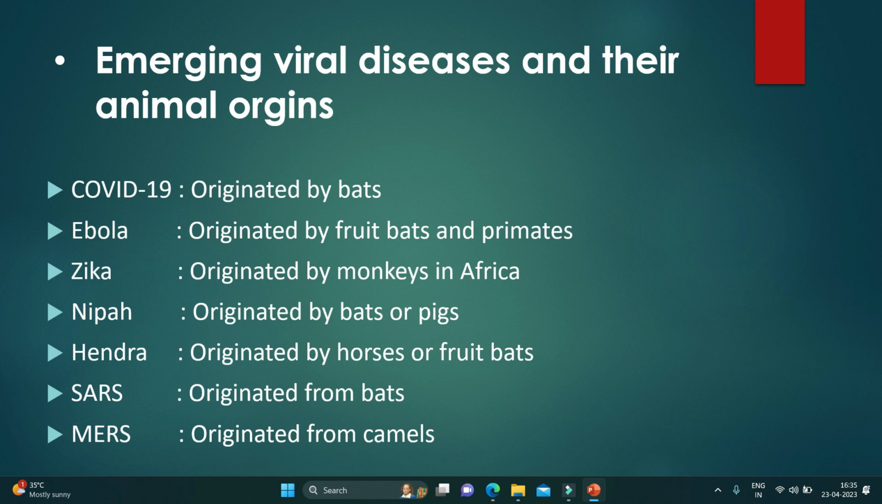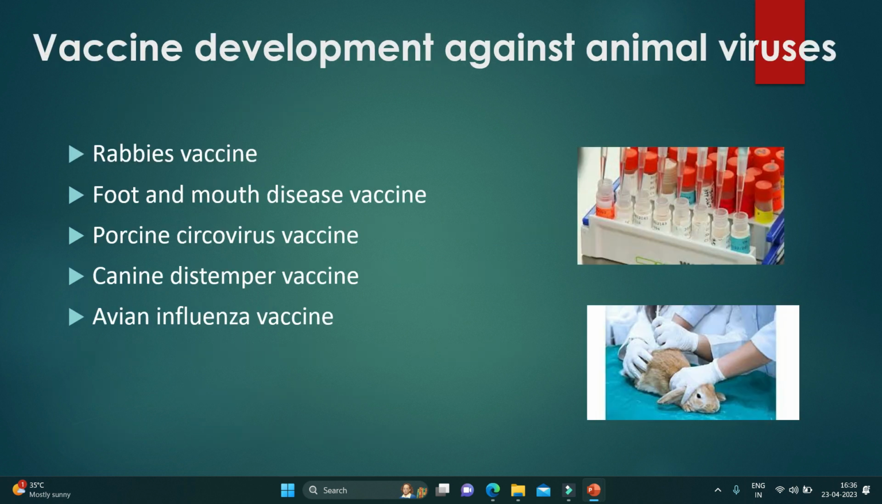emerging viral diseases and their origins, animal origins. COVID-19 virus originated from bats. Ebola virus originated from fruit bats and primates. Zika virus originated from monkeys in Africa. Nipah virus originated from bats or pigs. Hendra virus originated from horses or fruit bats. SARS virus originated from bats. MERS originated from camels.